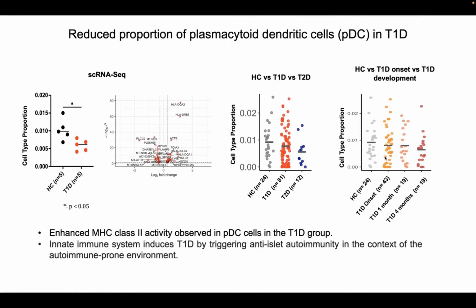As it is an innate immune cell, there has been a lot of research into this cell type. It functions by triggering anti-islet autoimmunity in the context of an autoimmune-prone environment.